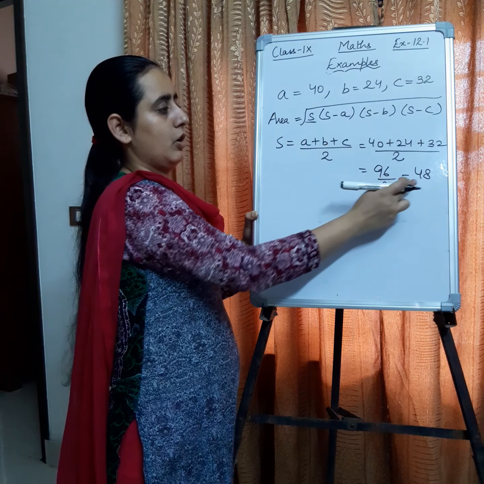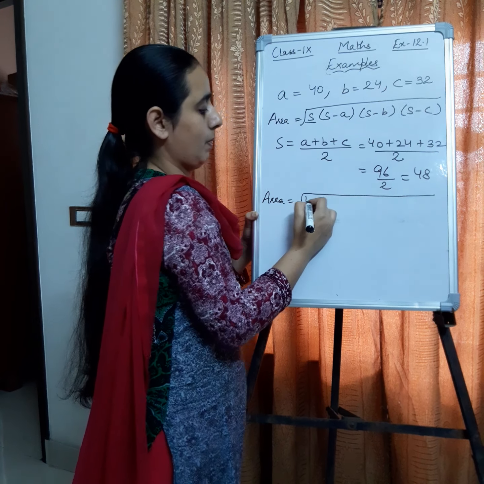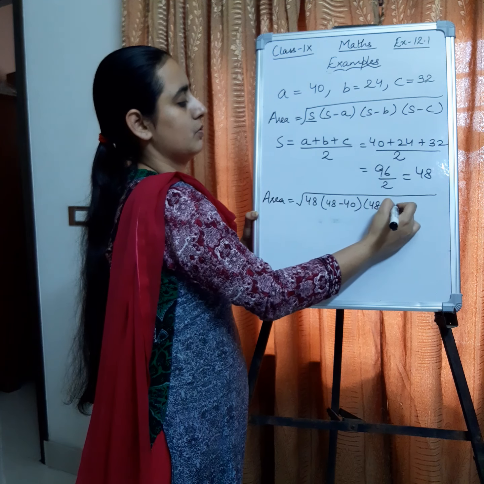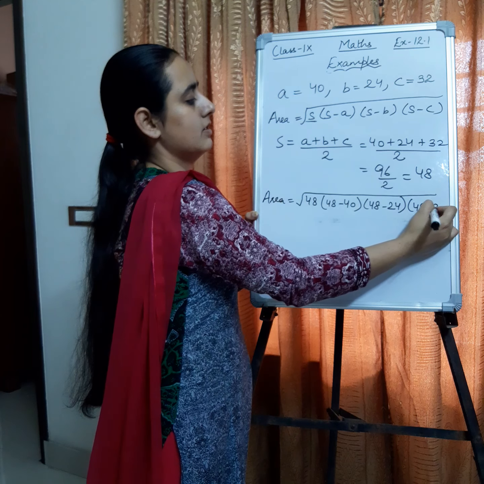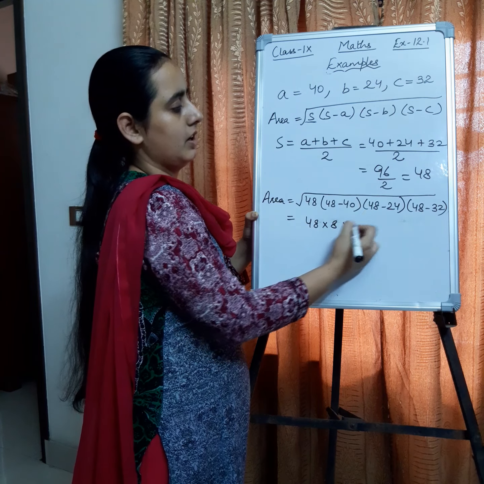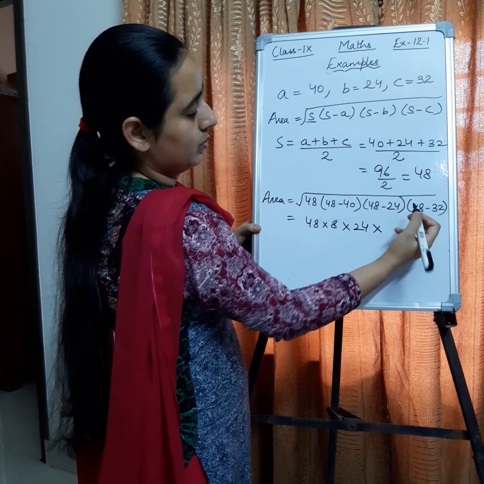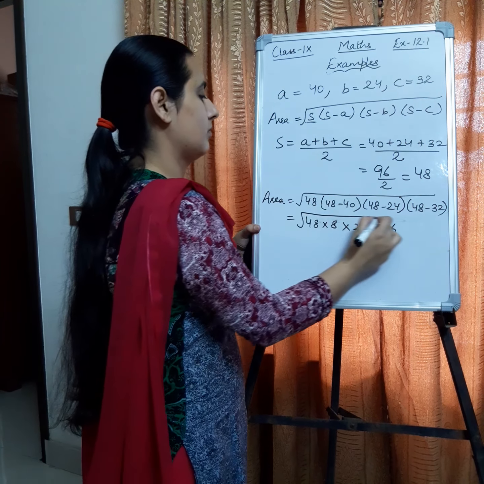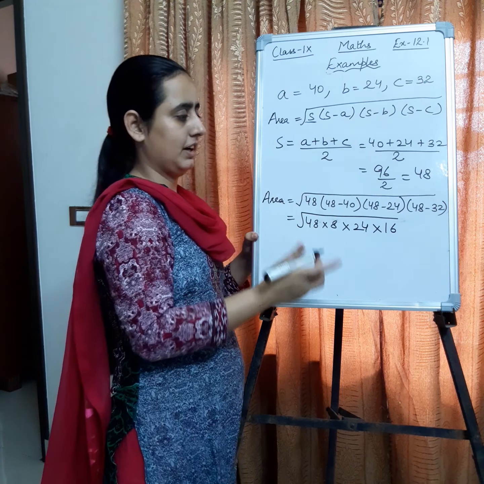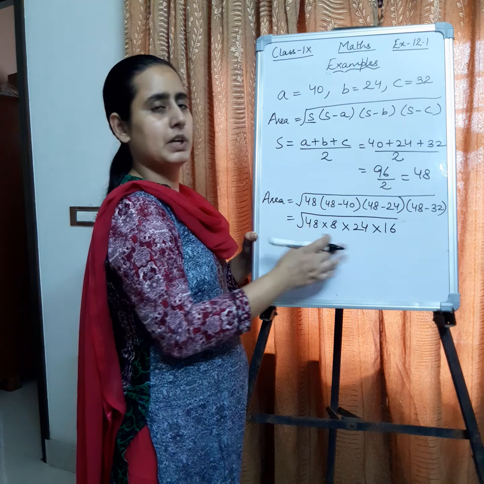Now let us substitute the values. Area will be equal to the root of 48 into 48 minus 40, 48 minus 24, 48 minus 32. So it will be 48 into 8 into 24 into 16. Because we have to find the square root, we'll try to make pairs of the factors. No need to go to the complete end of prime factorization. Try to make the pairs.